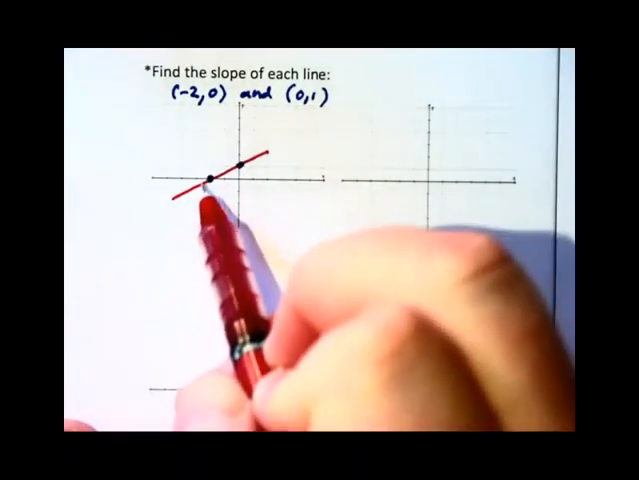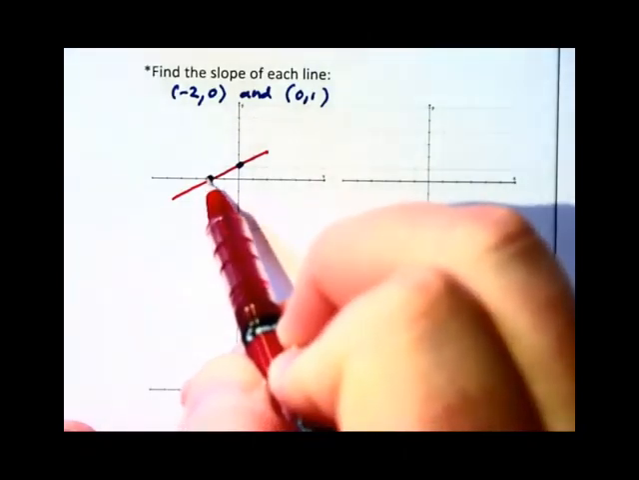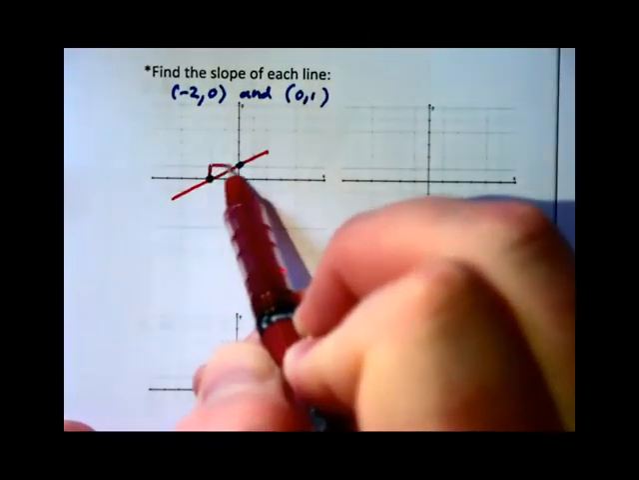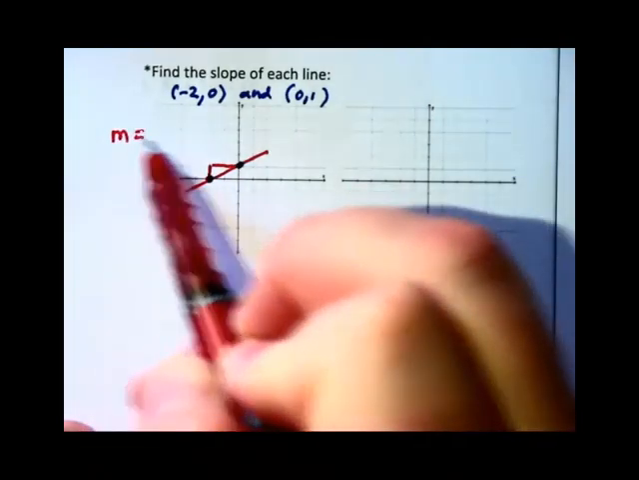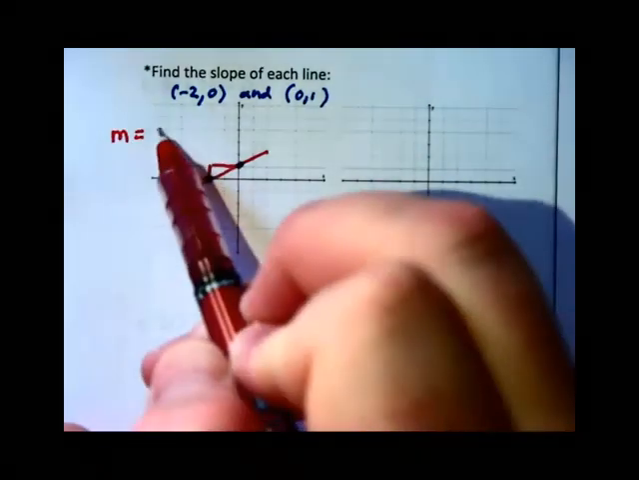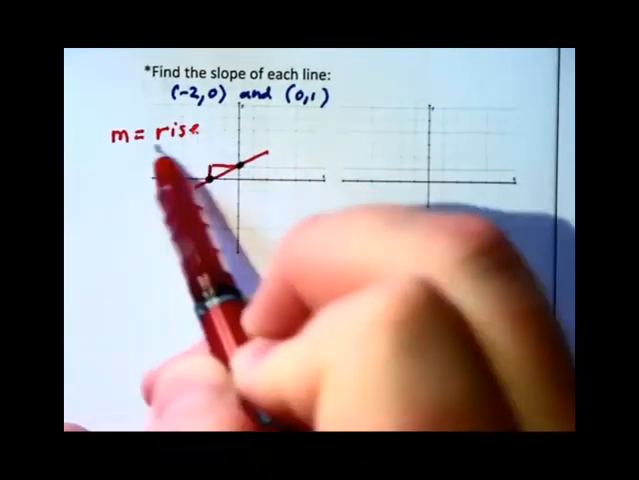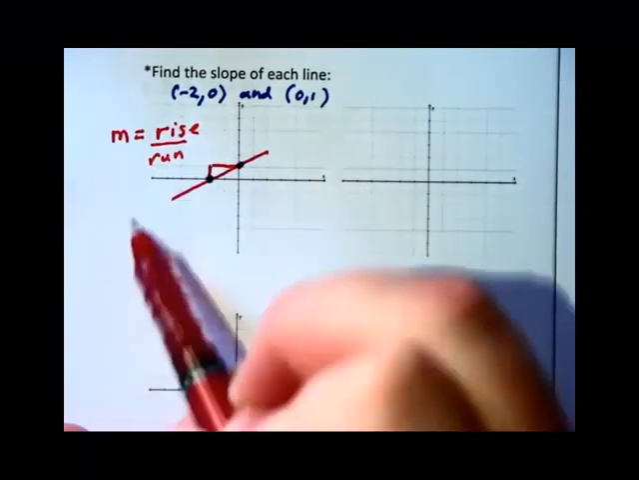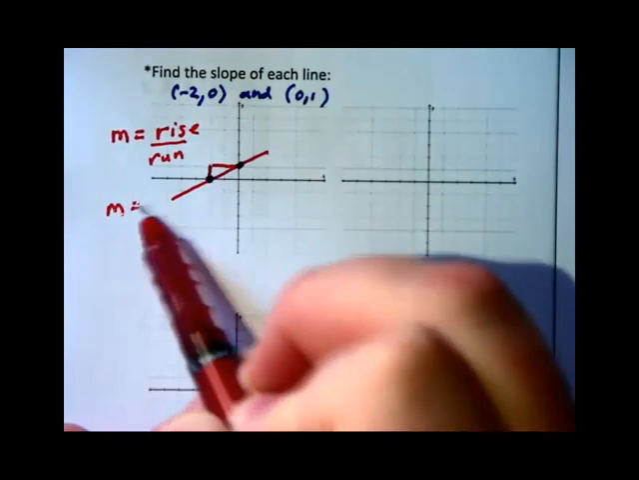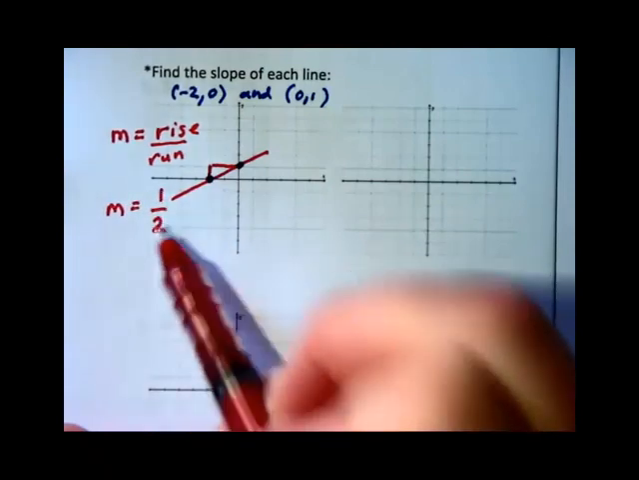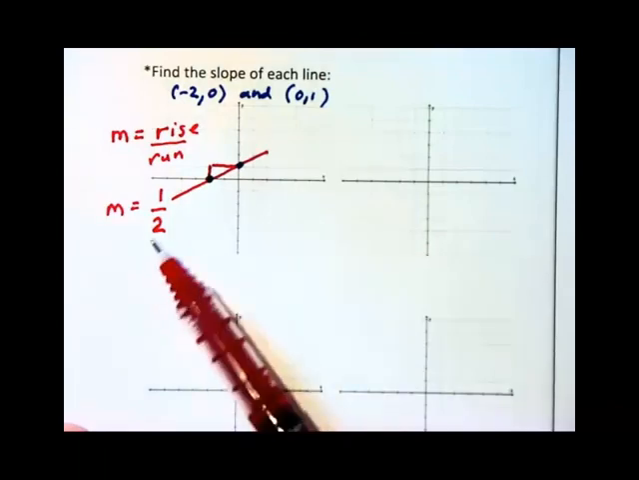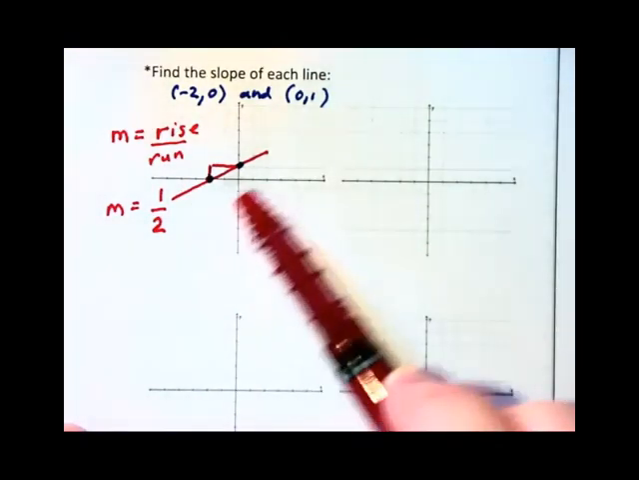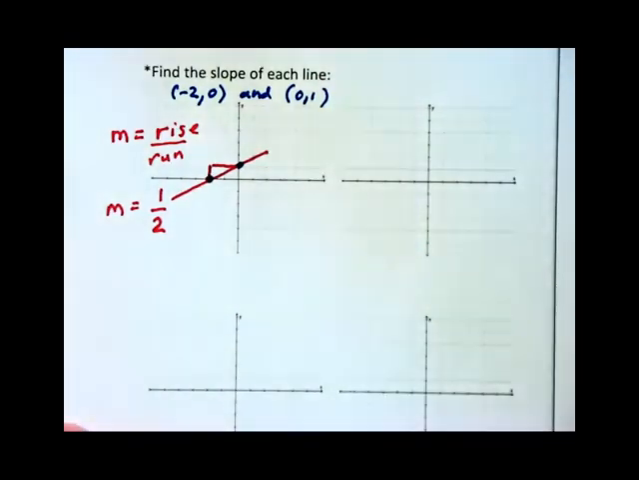We start at the leftmost point, and we notice that the graph goes up 1, and over 2. So if we look at slope, m is the letter for slope, as rise over run, we have just risen 1 and run 2, and so the slope is 1/2. And notice how that's a positive 1/2, and this line is going upward from left to right.